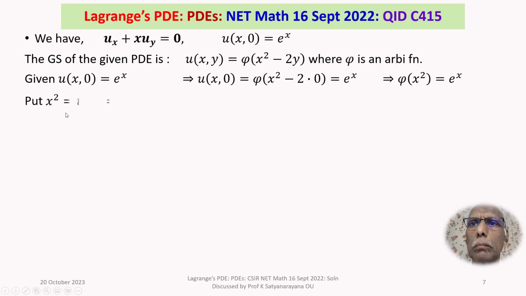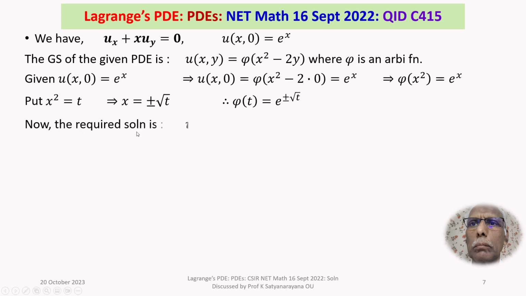Now put x^2 = t, then x will be plus or minus the square root of t, and therefore phi(t) will be e^(plus or minus root t). That is the action of phi.